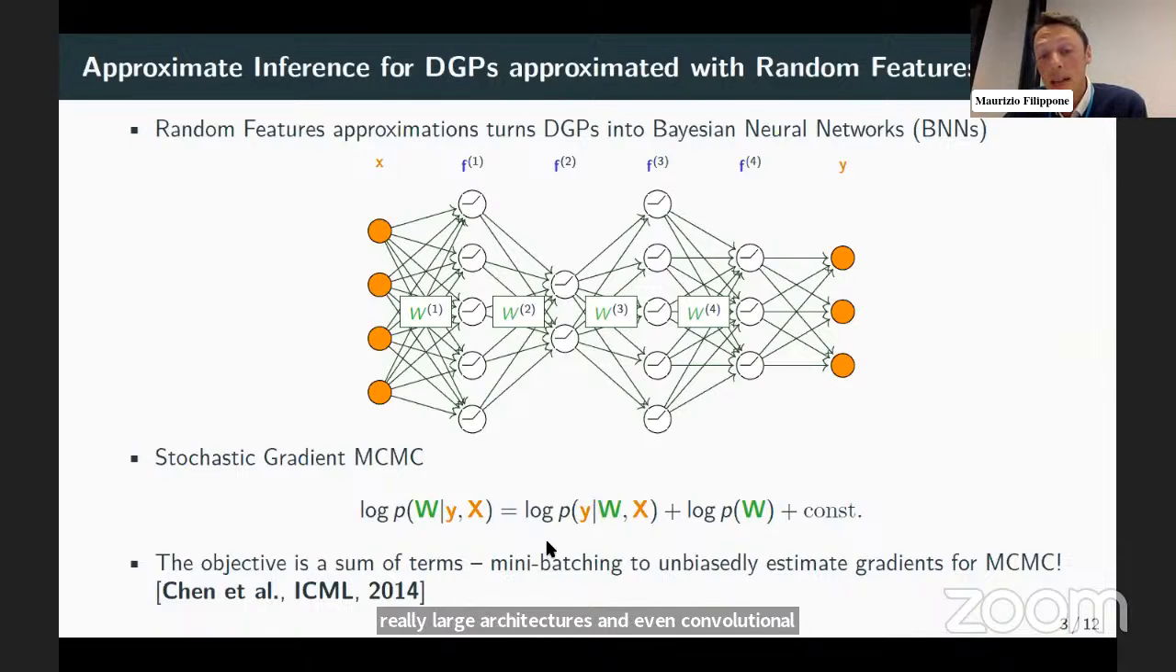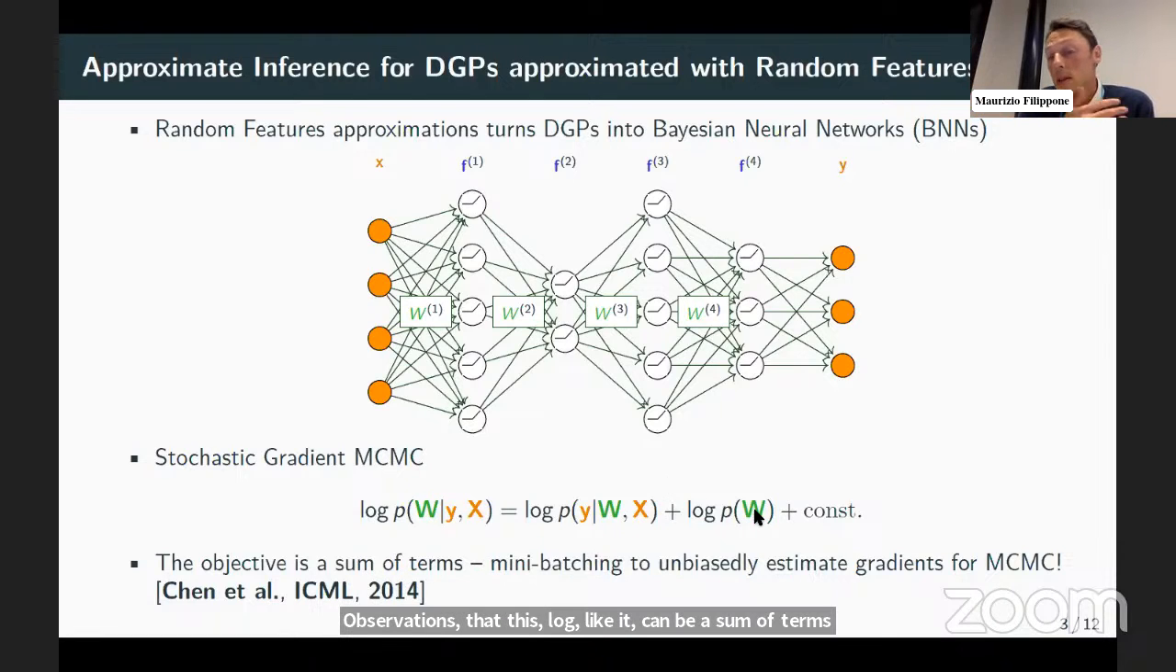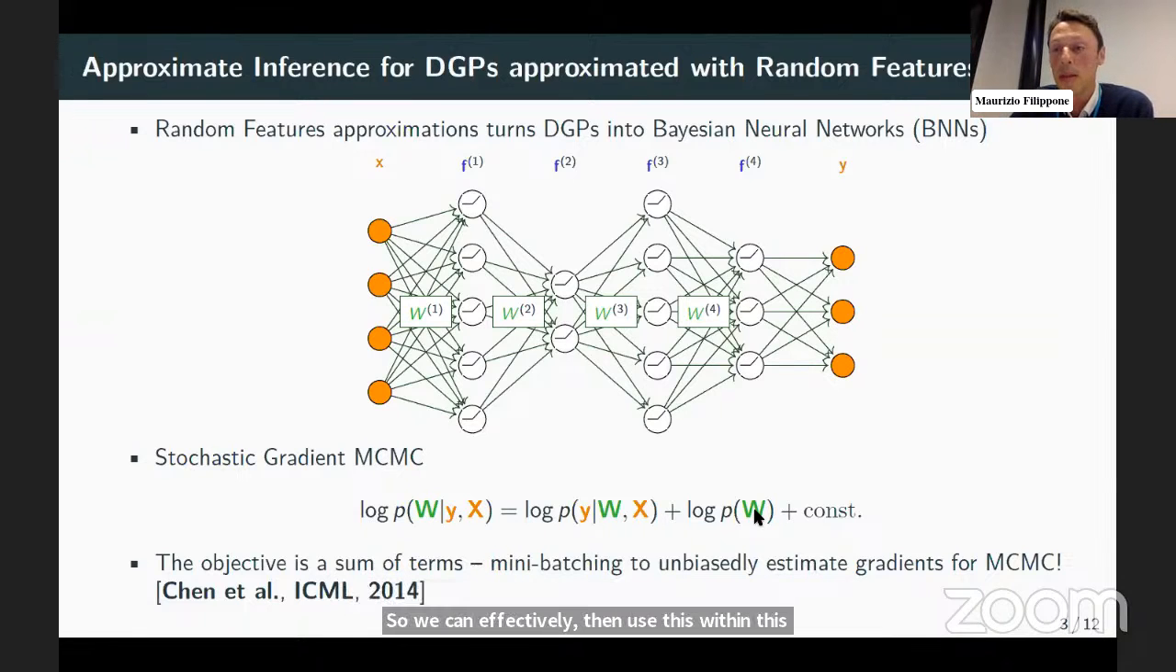And the idea again is that because the likelihood usually factorizes across observations, this log likelihood is going to be a sum of terms. Then we have the log of the prior, and so this is again mini-batchable, in the sense that we can sample a number of observations randomly, and this is going to give us a way to estimate unbiasedly the gradients of this log likelihood plus log prior. So we can effectively use this within these algorithms that explore the space of parameters using stochastic gradients.